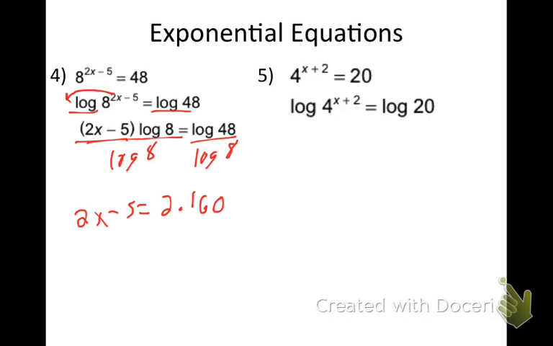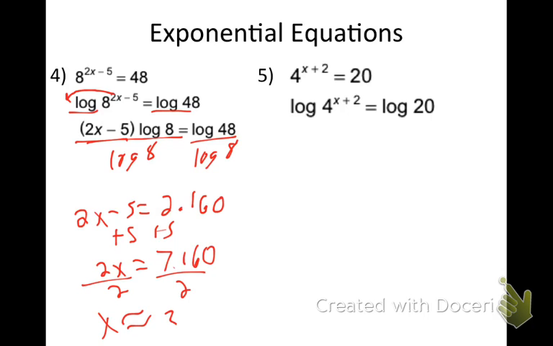And then what do I want to do next there? I'd want to add 5. So I get 2x equals 7.160. And then I would divide by 2. And I get x comes out to be approximately, what is it, Maddie? 3 point what? 5.8. There you go. And again, if you don't round early, you get a more precise answer. Probably a little bit different decimal there. But those are all approximate answers.